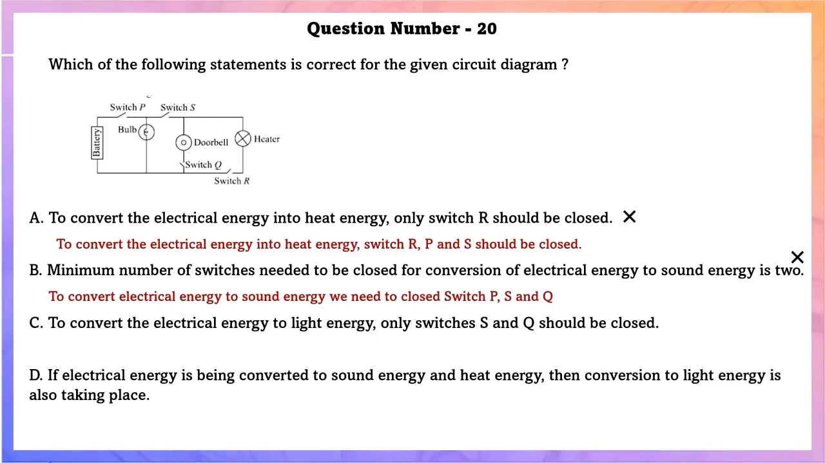C. To convert the electrical energy to light energy, only switches S and Q should be closed. This is also false. To convert the electrical energy into light energy, switch P should be closed.